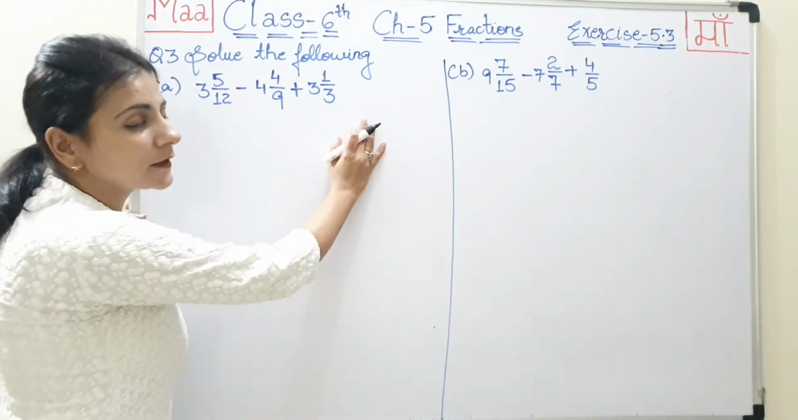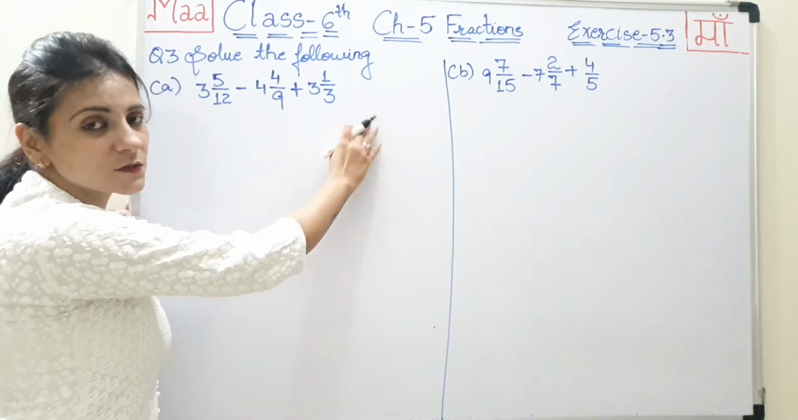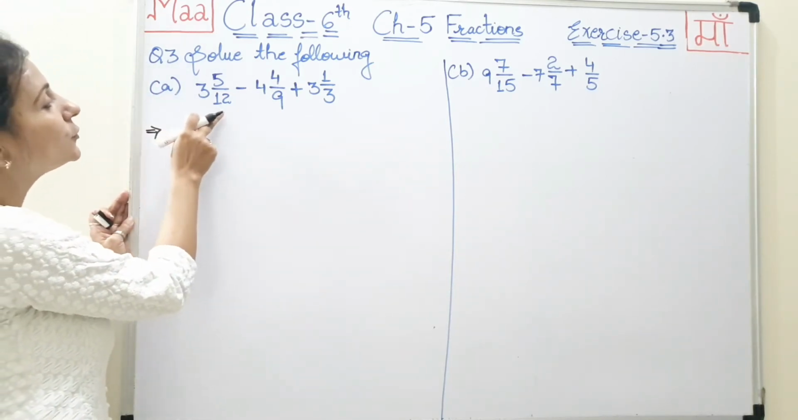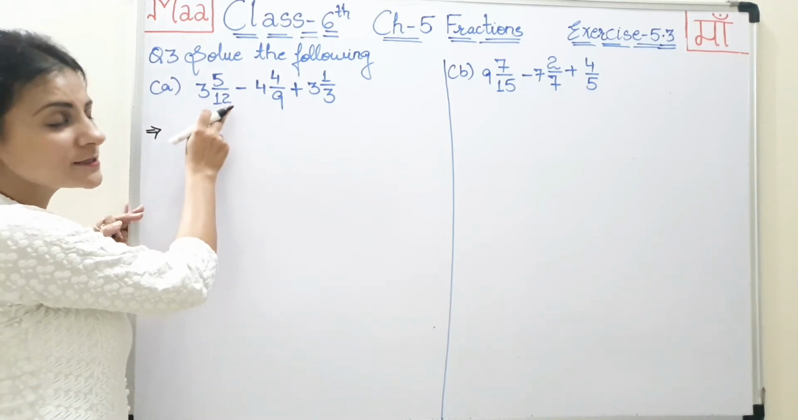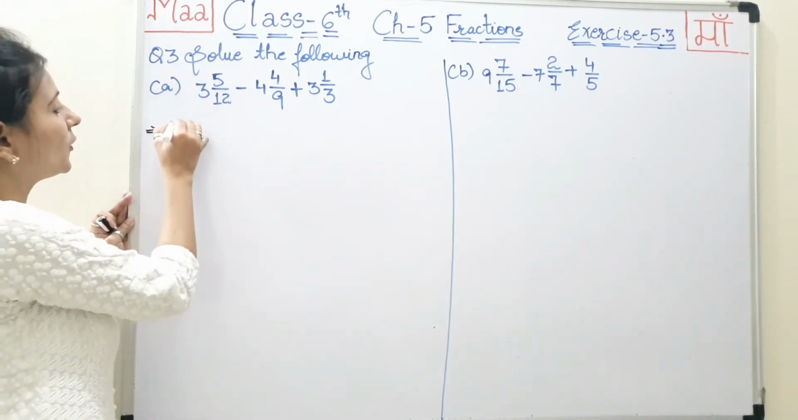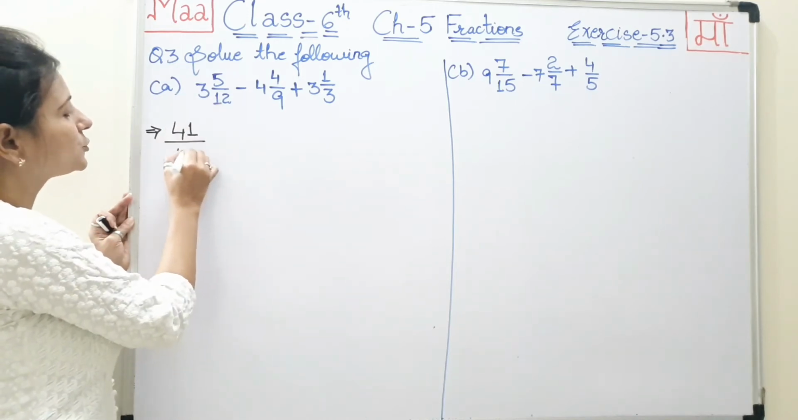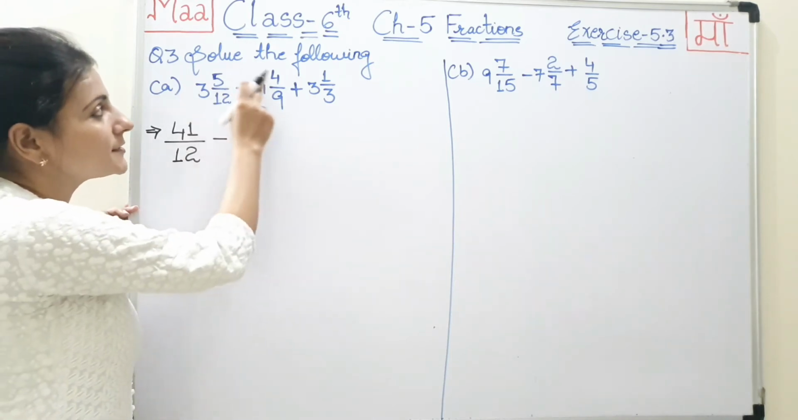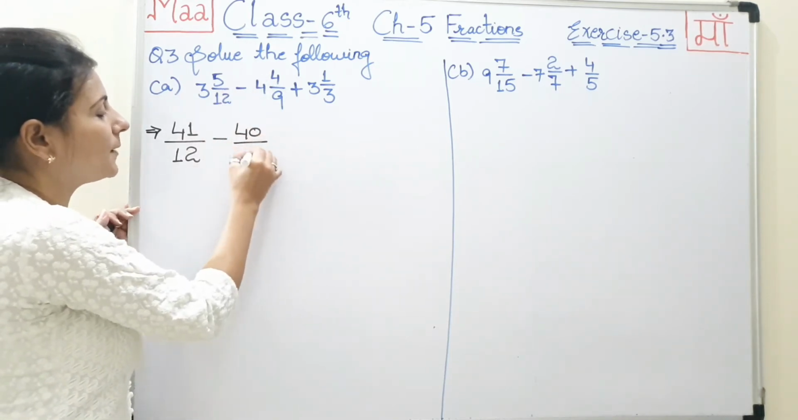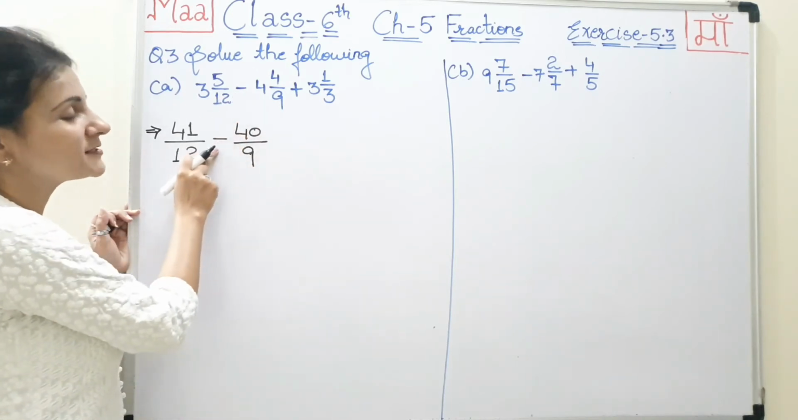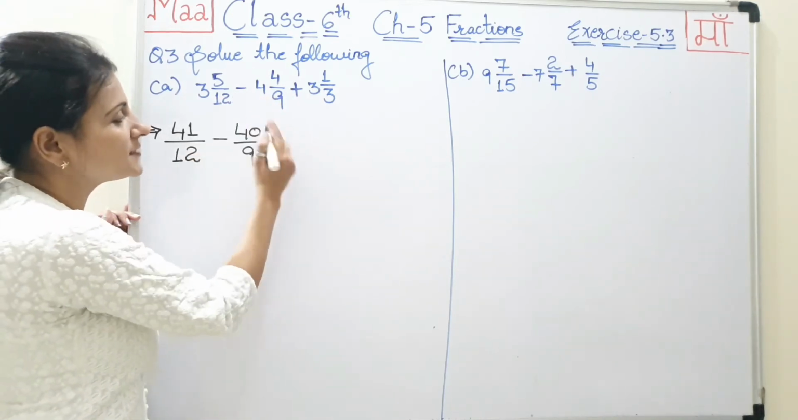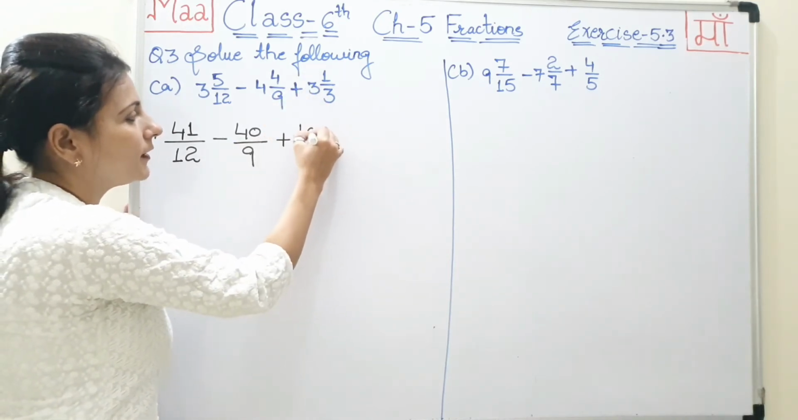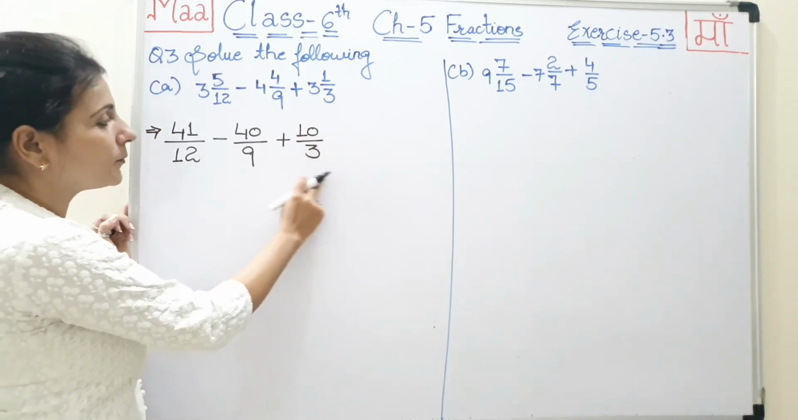This particular question is again given in mixed fractions, so we will first convert them into improper fractions. So see, first convert it. 12 3s are 36 and 36 plus 5 is 41 upon 12 as it is, minus 9 4s are 36 and 36 plus 4 is 40 upon 9 as it is. In between, the minus sign was there, so I have put minus. Next, the plus sign is there, so I am putting plus, and converting 3 3s are 9 plus 1, 10 upon 3. So here again the denominators are different.